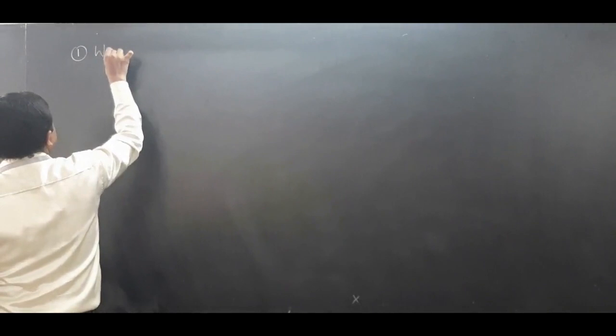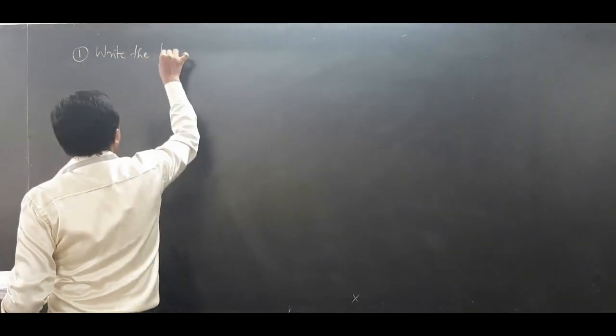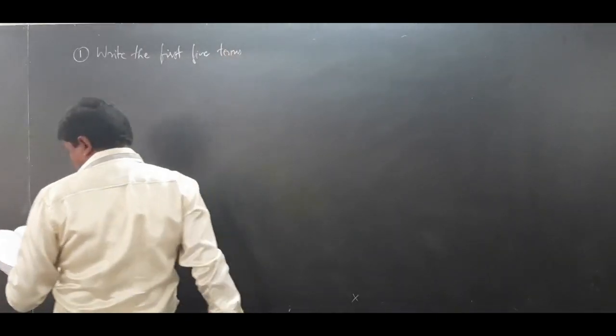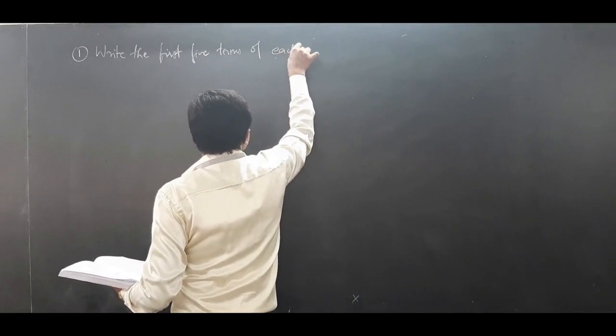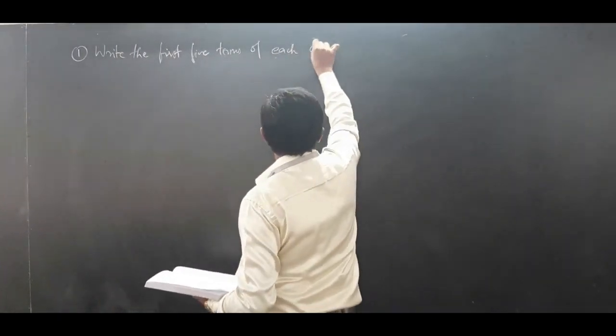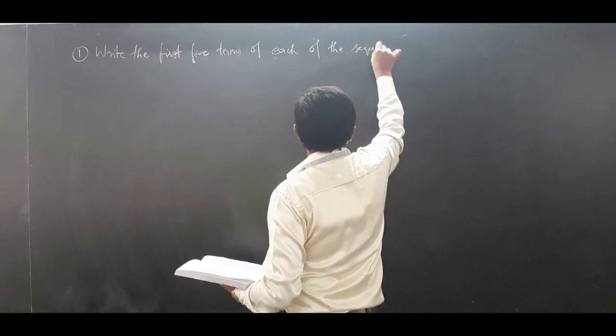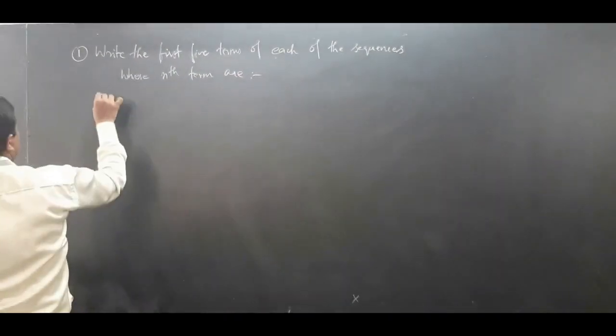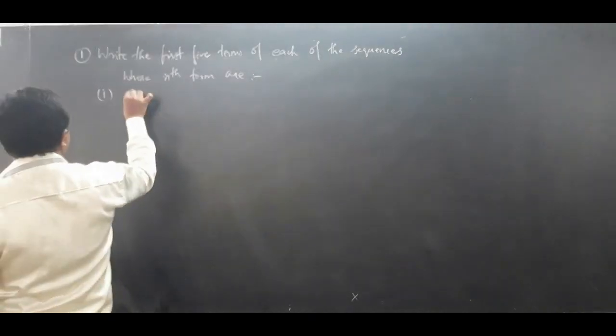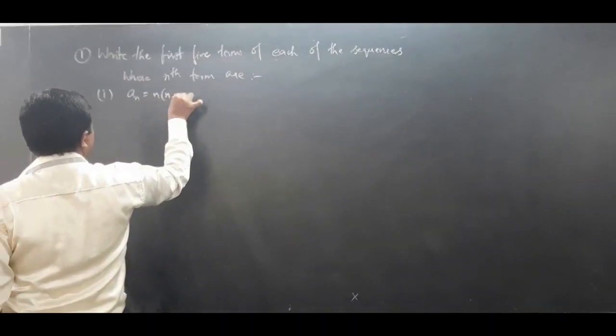So, problem number 1, write the first 5 terms of each of the sequences whose nth term are, sub question 1 under this, a n equals n into n plus 2.